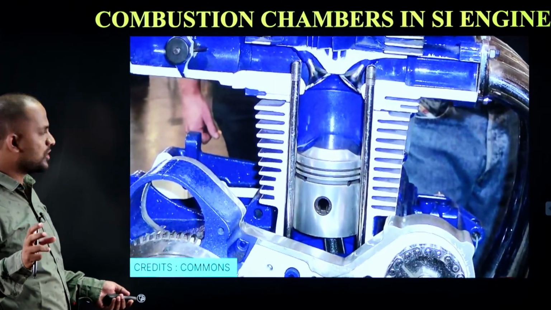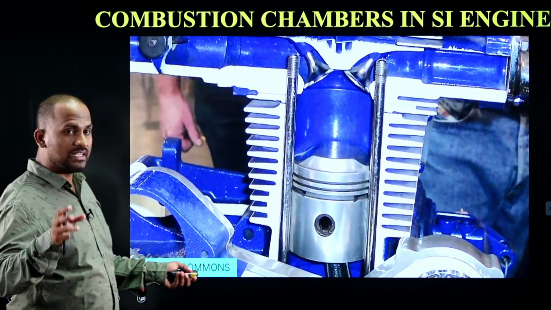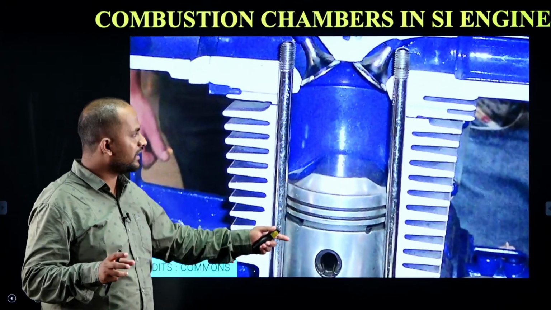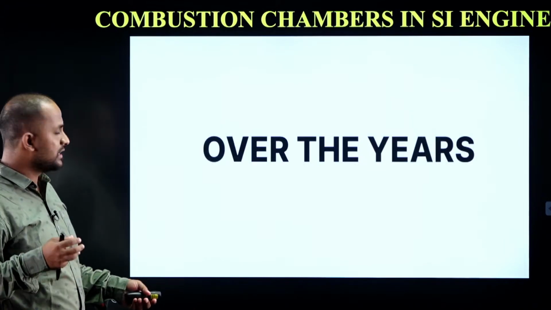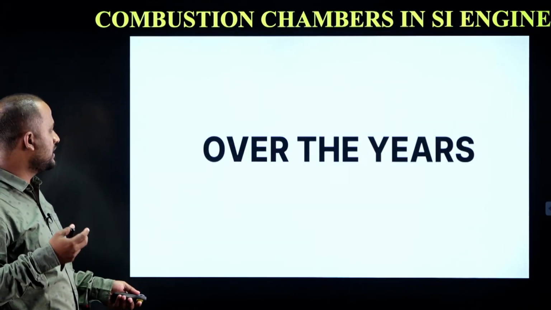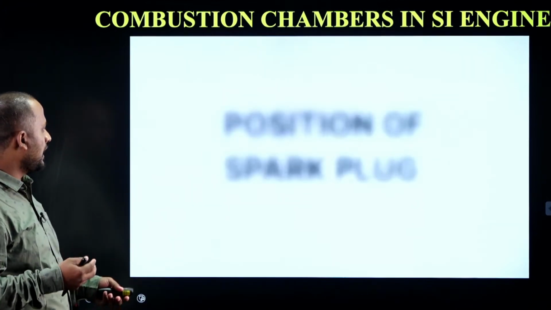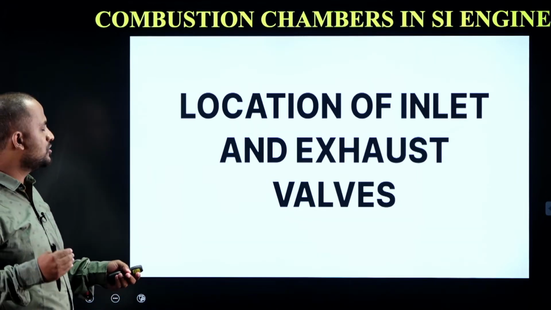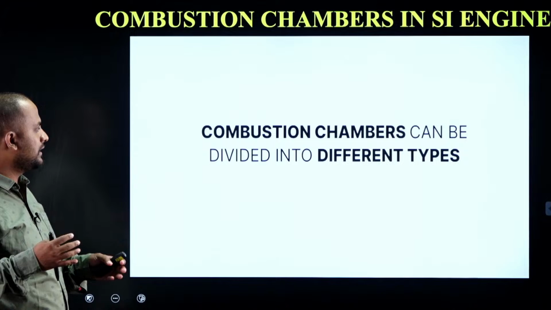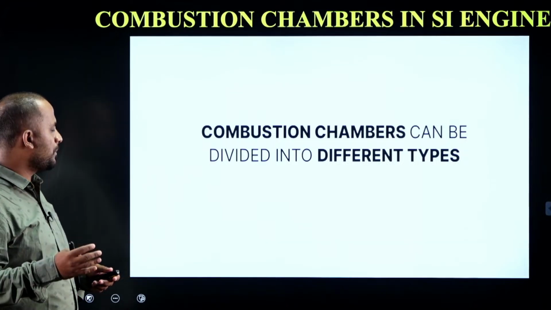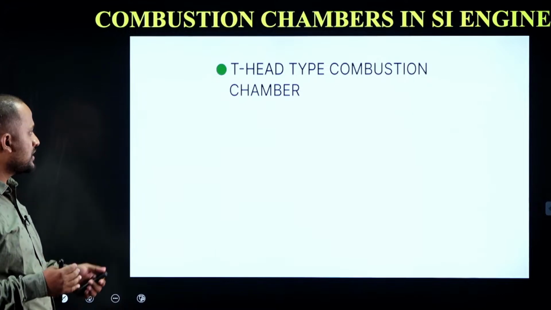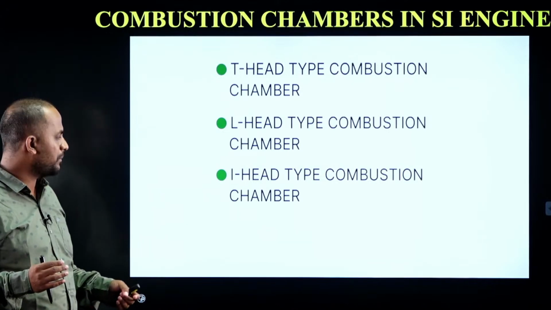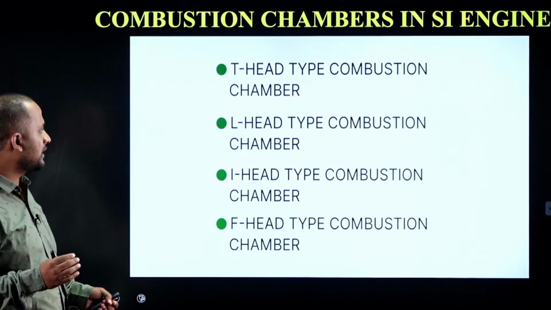Here the types of combustion chambers are differentiated by change in the design of the piston, which is present in the cylinder. Over the years, the engine was developed, and based on the position of the spark plug and the location of the inlet and the exhaust valves, we are having different types of combustion chambers in the SI engine. Those are T-head type combustion chamber, L-head type combustion chamber and I-head type combustion chamber. Finally, it is the F-head type combustion chamber.